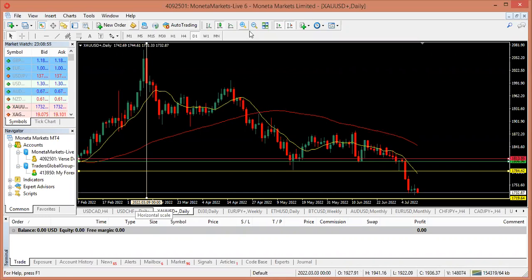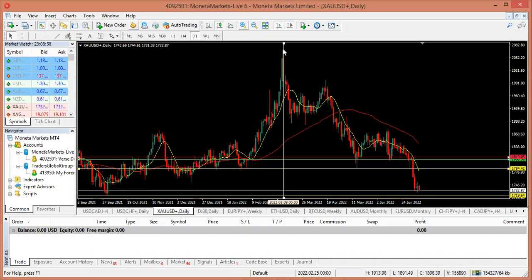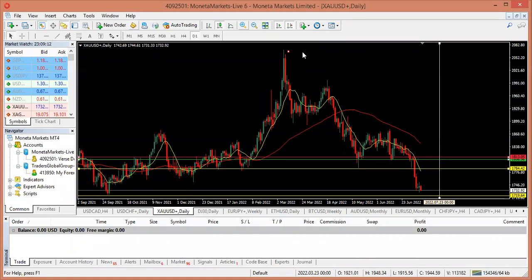Now, let me zoom out. So what did you observe? From the 9th of March 2022, price came down and it's still trading down. Price was bearish and it's still trading bearish. Let me draw a trend line.